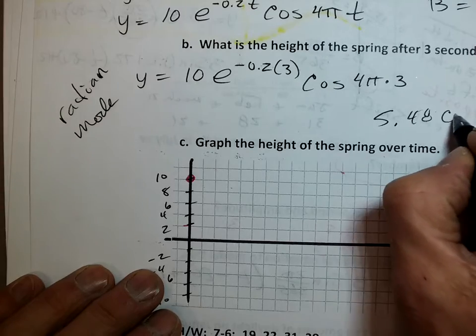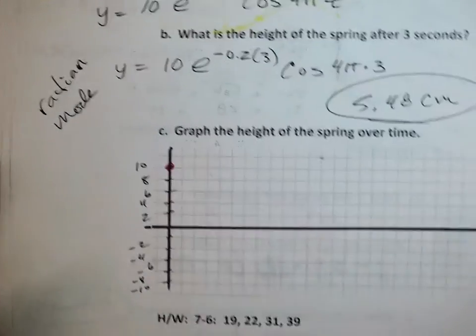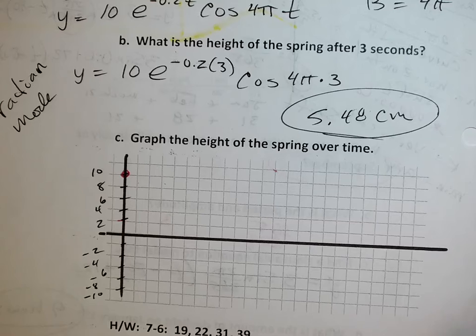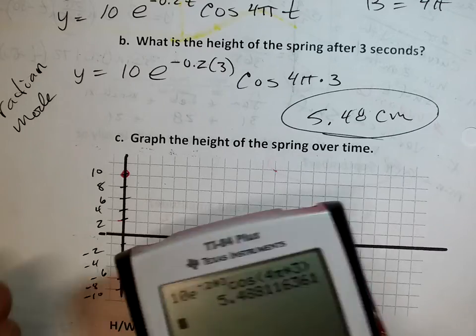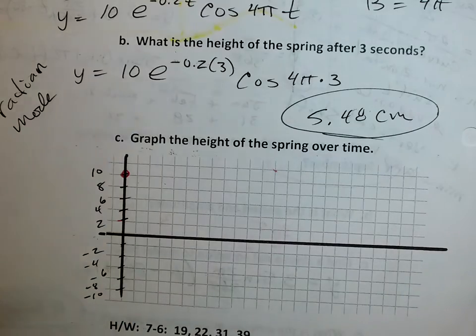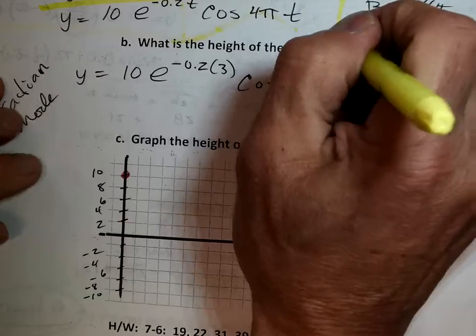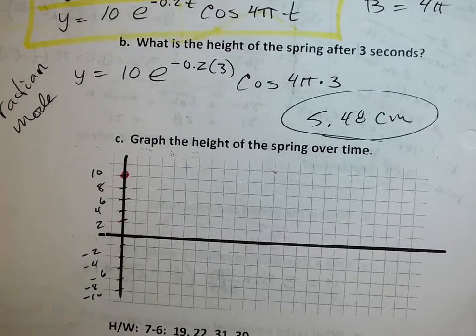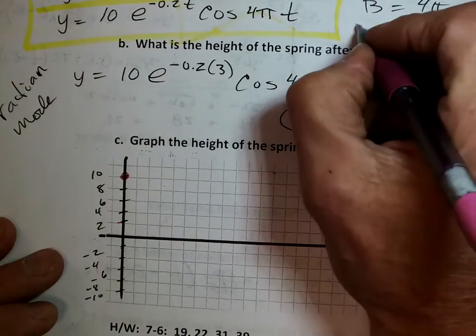Okay. So at 3 seconds, our spring is at 5.48 centimeters. Now, if we have to graph this, it's a real pain to graph by hand, but if you put it on your calculator, it's not too bad. So how do you put it in your calculator? I'm going to take my equation right here and put it in my calculator because it makes it a lot easier.